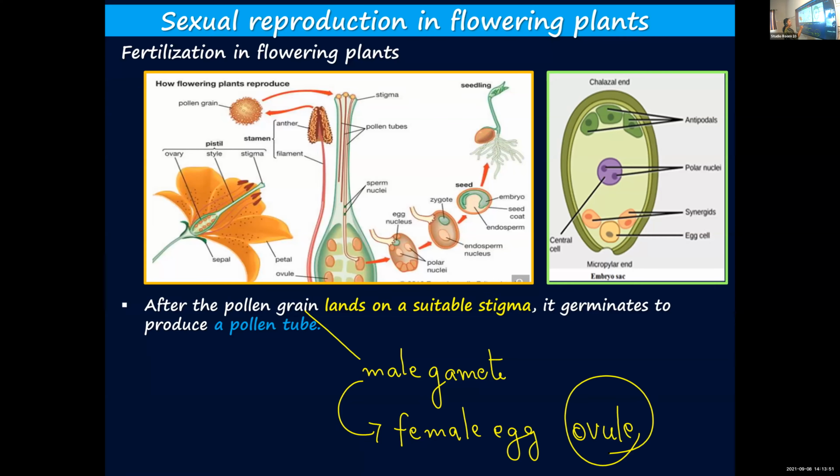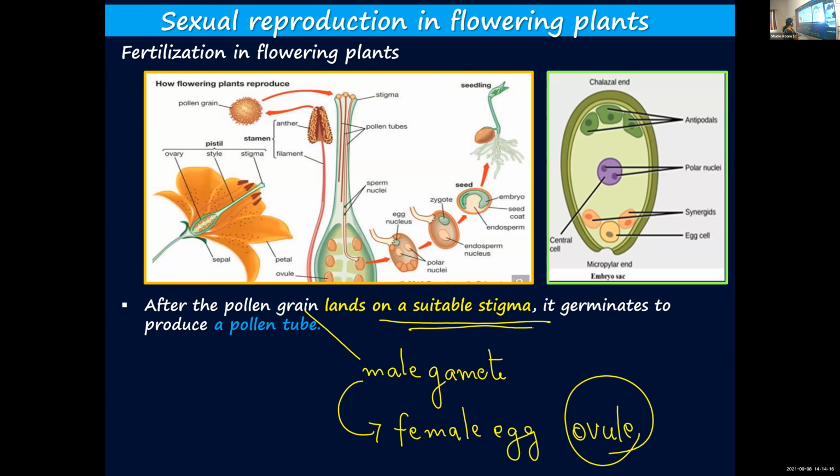Pollen is landing on the stigma. Remaining on the stigma, fertilization cannot happen. Stigma leads into style, style leads into ovary, inside the ovary ovule, inside the ovule egg is there. So pollen grains contain male gametes and these male gametes should reach the egg. Only then fertilization can happen.